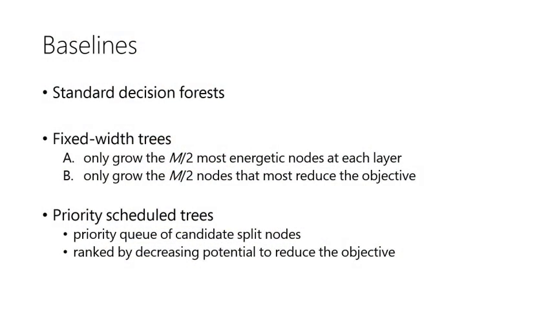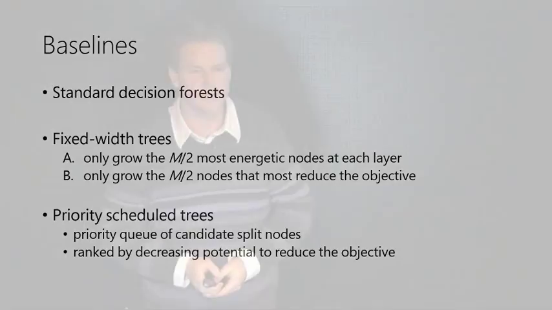Okay, so let's have a look at some experiments we did. So we've got a few baselines, obviously a standard vanilla implementation of decision forests. Then we investigated a couple of variants of fixed width trees. The first of these is that rather than growing every node as you would in a normal decision tree, you rank them by their energy, their entropy, and you only continue growing the top M over 2 most energetic ones, which means that you end up with the same size structure as we have with the DAGs that we're growing. The other one is to rank them and see which ones actually reduce the objective and do that. So there's a variant of the same theme.